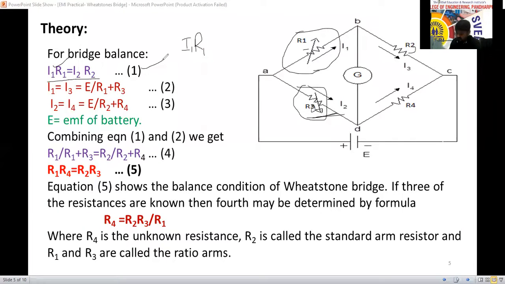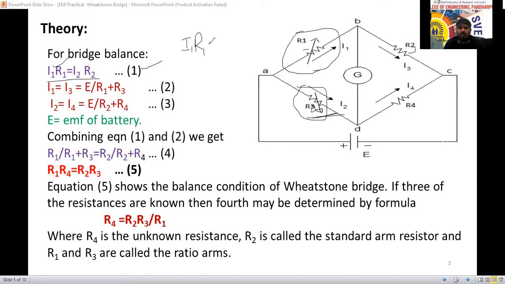Similarly, I already told that I1 equals I3 and I2 equals I4. So I1 equals I3 equals what? The total voltage here is E. E divided by, if the same current is flowing through R1 and R3, then R1 plus R3 we can write. The total resistance is R1 plus R3 only, right? Yes or no?